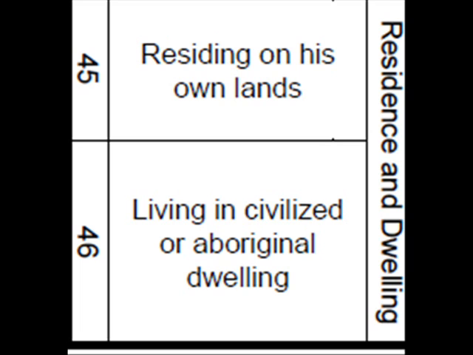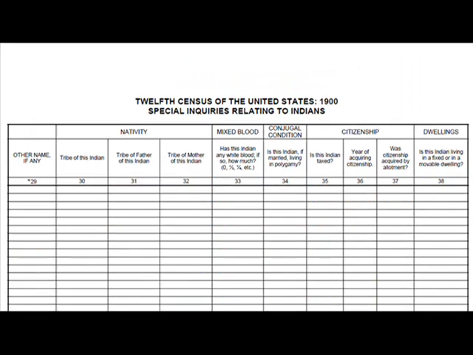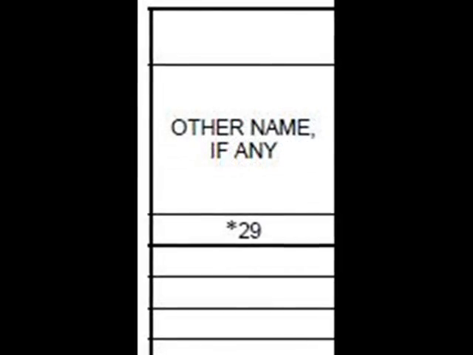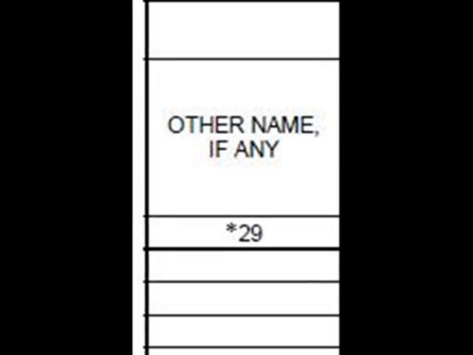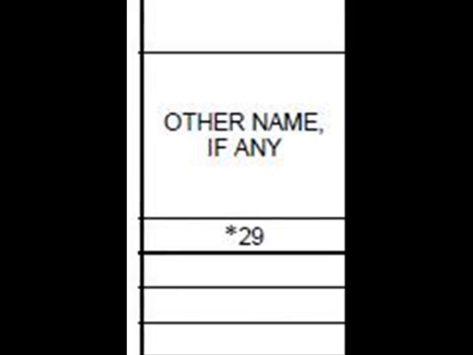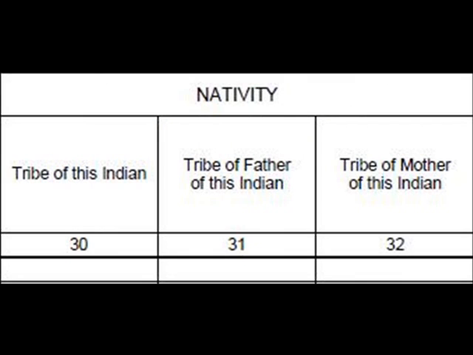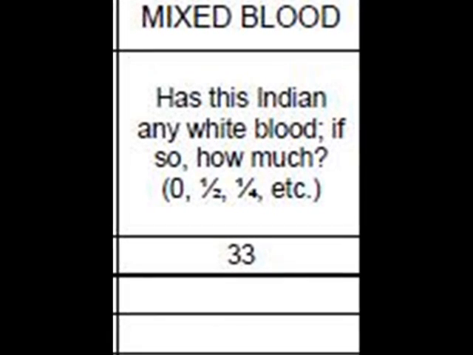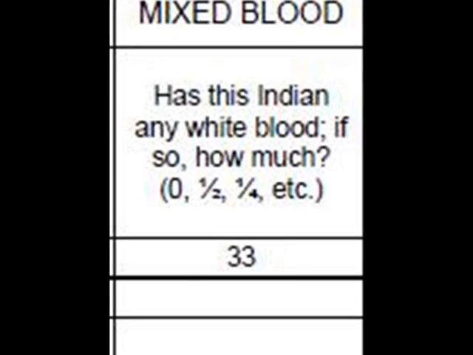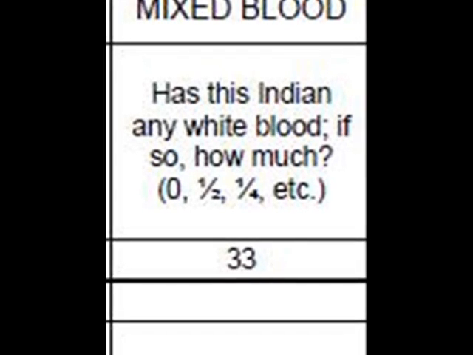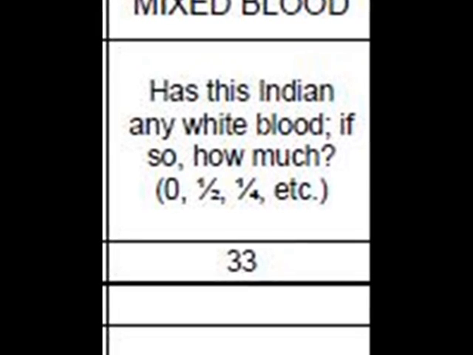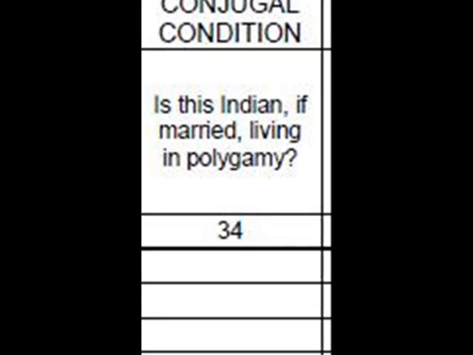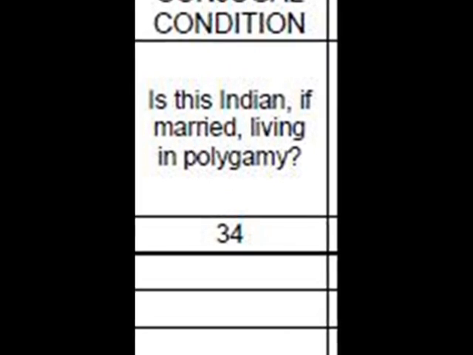In 1900, there was a similar census schedule with some differences. If the person had a name other than what was listed above, it was written down on the bottom half of that form. Tribal affiliation, of course, was also asked. The mixtures of blood were not as detailed as they were in 1910. The data collected simply noted whether or not the Indian had any mixture of white blood. Marital status was addressed, as was the question, again, of polygamy.